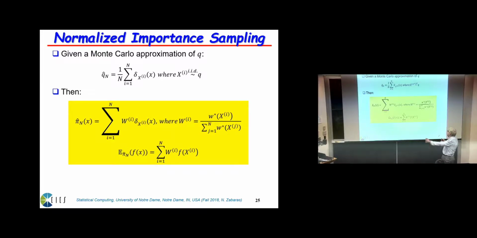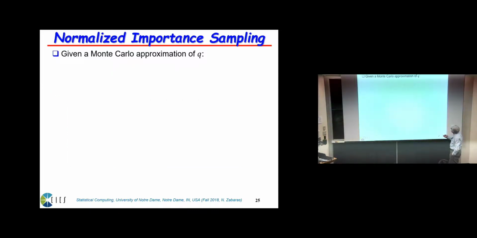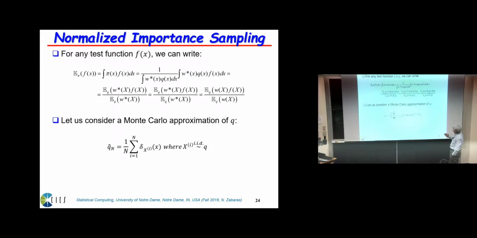You remember what I showed you before. If I go back to this equation, it was one Monte Carlo estimator divided by another Monte Carlo estimator. So the weights that I'm going to be getting will be the weights I get there divided by the sum of all the weights. So what I will get is normalized weights.